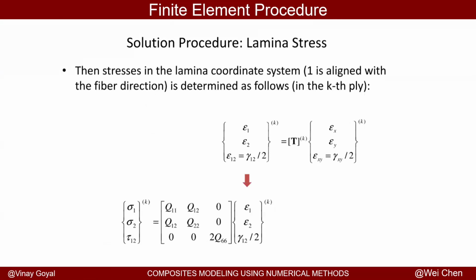These strains at that particular ply can then be used to determine the stresses at each of the plies in the material principal directions, where Q is a stiffness matrix that relates the stresses to the strains. And we have a whole video in lecture 4 that goes into this formulation specifically.